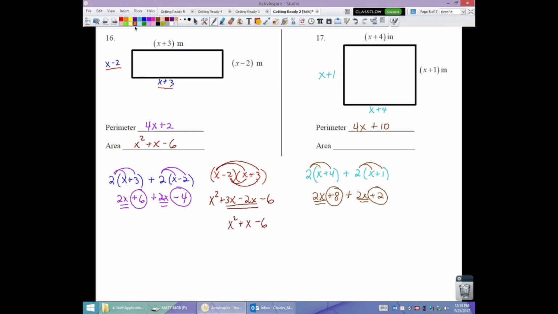And then the area. Area would be base times height. So x plus 4 times x plus 1. Distributing this first x gives me x squared plus 1x. Distributing the 4 is 4x plus 4. Like terms here in the middle, so my expression is x squared plus 5x plus 4.